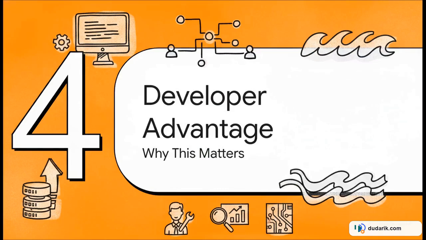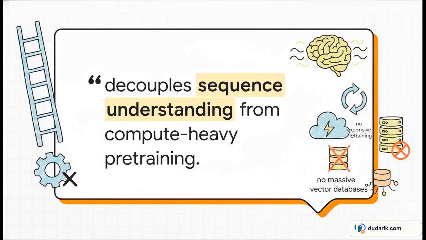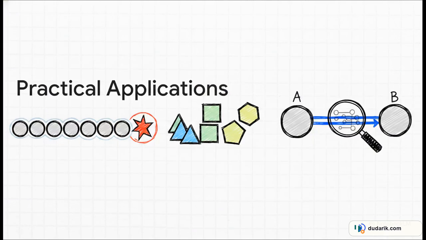Section 4, why this matters. Let's talk about the developer advantage. There's a quote from the source paper that is an absolute game changer. It says, Ladderpath decouples sequence understanding from compute-heavy pre-training. Just think about the infrastructure overhead you're managing right now. With this approach, you no longer need to provision insanely expensive GPU clusters for fine-tuning. You don't need to constantly retrain models to adapt to new distributions, and you completely bypass the need to manage massive vector databases for high-dimensional embeddings. Instead of dealing with opaque vector projections, you get a fixed, totally interpretable space where similarity is computed on demand.